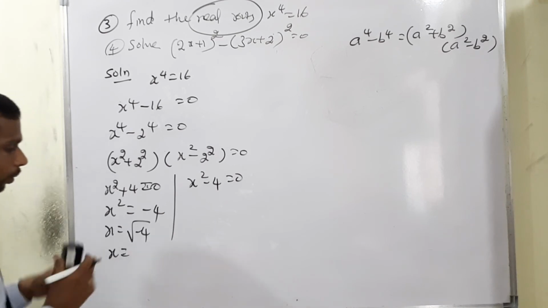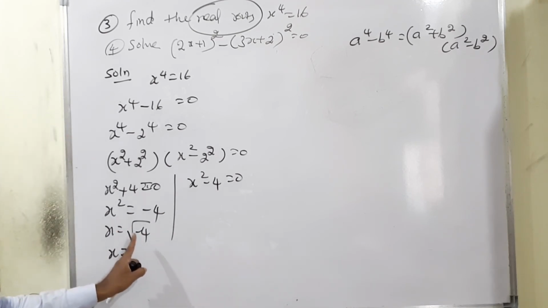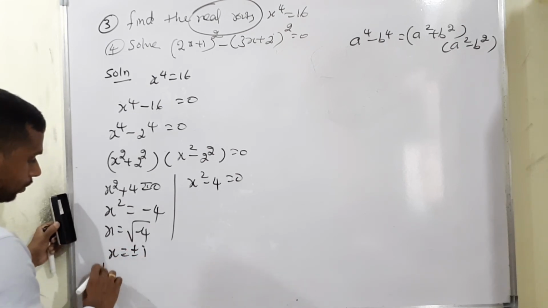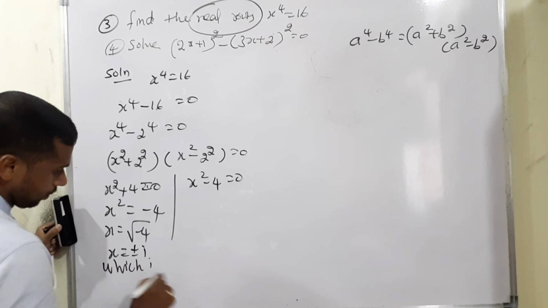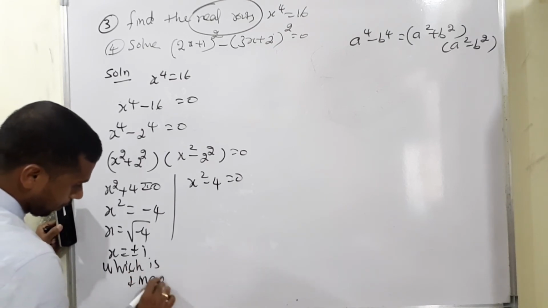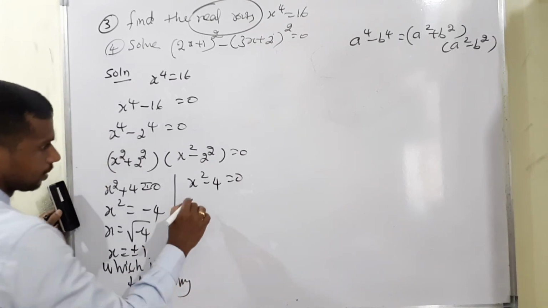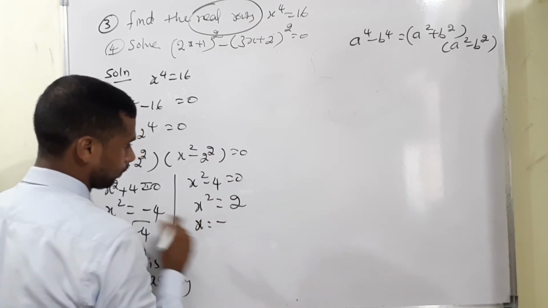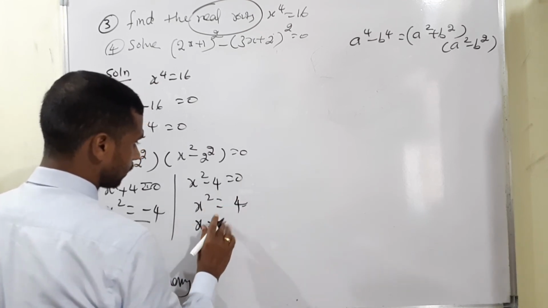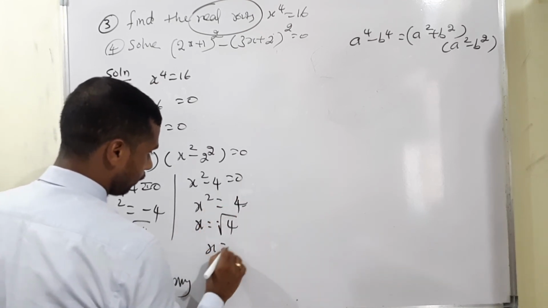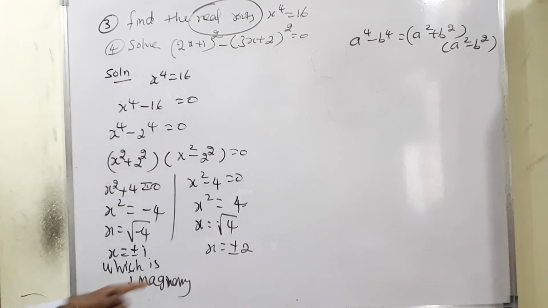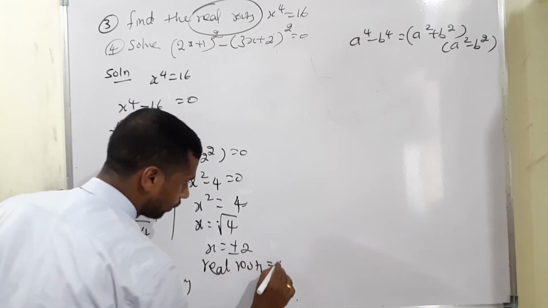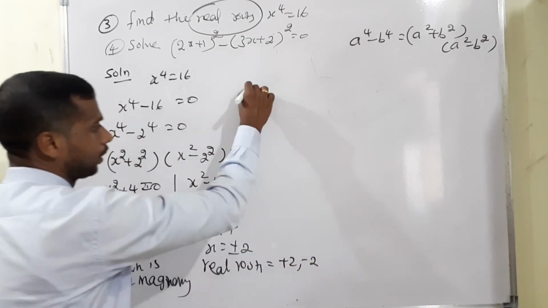For x square plus 4 equal to 0, x square is equal to minus 4, therefore x is equal to square root of minus 4. Already I told you the square root of a negative number is definitely not a real root; it is not possible as a real root, only imaginary. Therefore x is equal to plus or minus i, isn't it? So this is imaginary. Okay. Next case: x square minus 4 is equal to 0, bring it to the opposite side, positive 4. Therefore x is equal to square root of 4, so x is equal to plus or minus 2. Okay. So the real roots are plus 2, comma, minus 2. Okay. Last one.